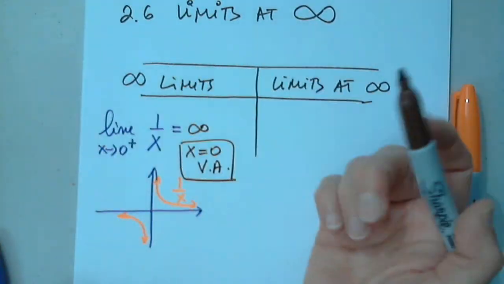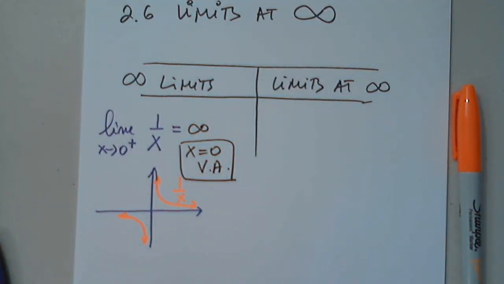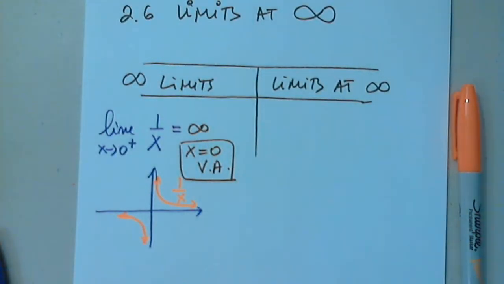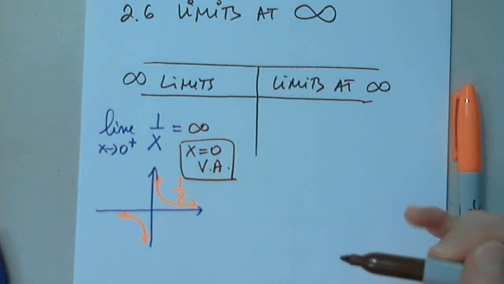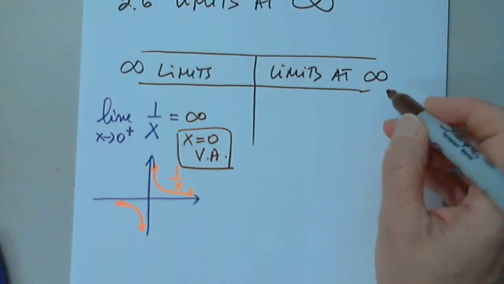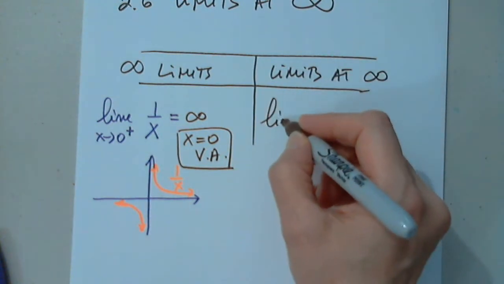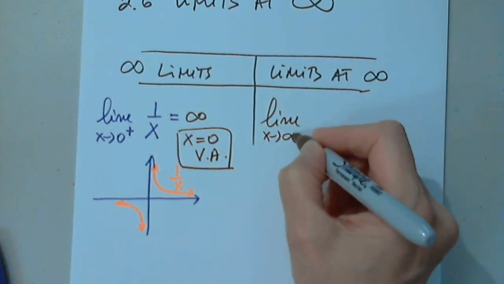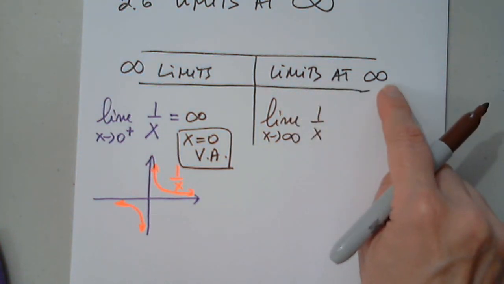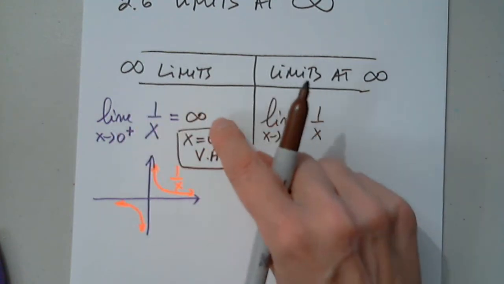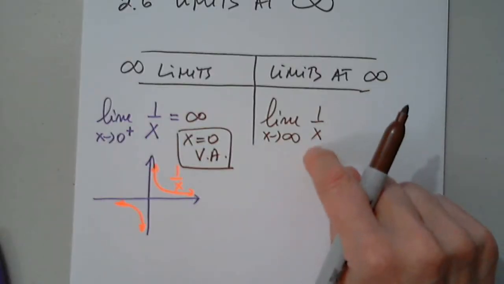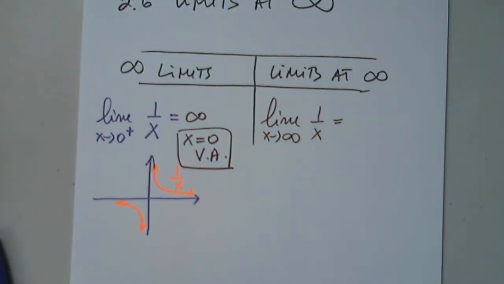This is what we did in 2.2. Infinite limits means the result is infinity, and it deals with vertical asymptotes as well. Limits at infinity is a different story. Here I want the limit as x approaches infinity of 1 over x. Limit when x goes to infinity. Here is when the result is infinity, but here is when x approaches infinity. Look at the graph and give me the answer, please.